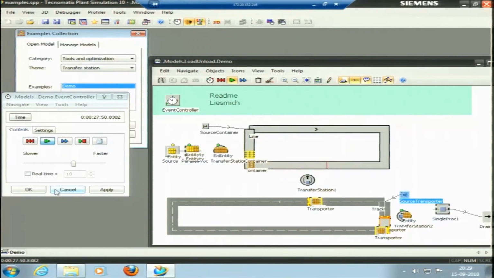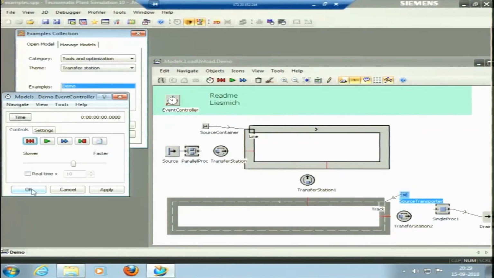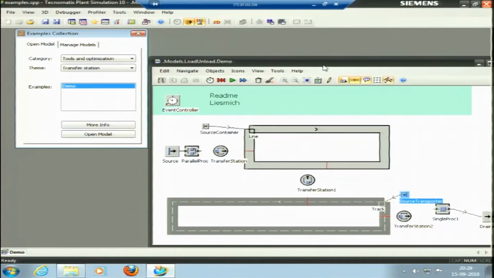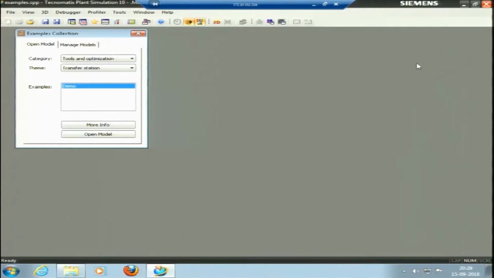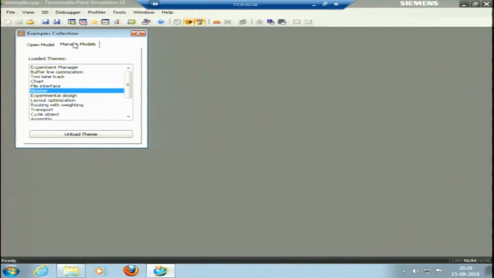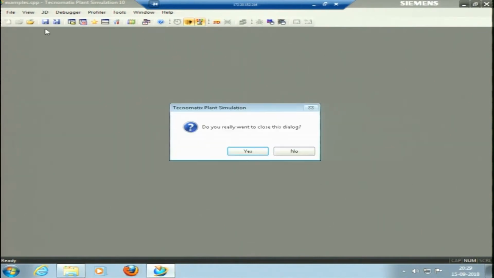Now apply. Okay. So there are certain examples which are available for us to see how these things happen. As now you know what is factory simulation, what is Technomatix, what is Plant Simulation 10, some of the objects we have discussed in that, and some of the libraries we have discussed.